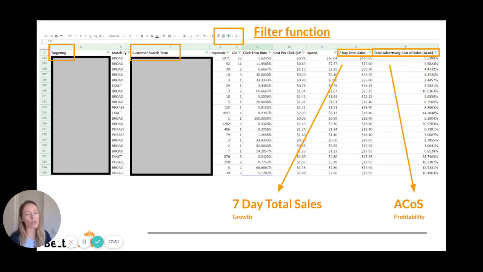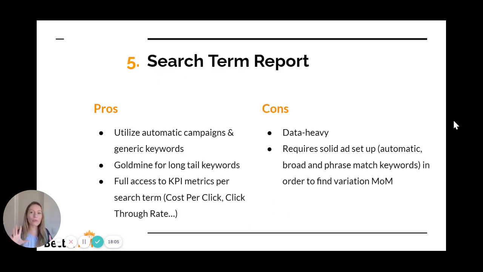Now, we'll have a separate video going into how all the different account managers at BetterAMS use and utilize the search term report because you've got all these different data metrics. So you can look forward to that one. But overall, the search term report, the pros here is that it really utilizes your automatic campaigns and your generic keywords. And it's going to be a gold mine for long tail keywords. That's what you want. The other thing is that you've got full access to KPI metrics per search term. So you know exactly how much the cost per click was, what the click-through rate was, specifically for your products.